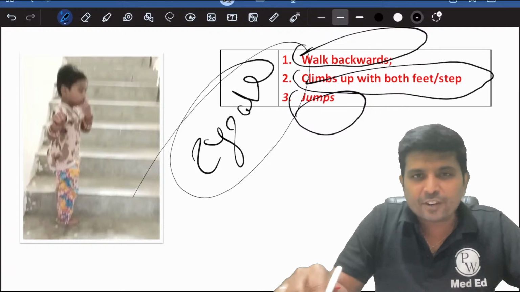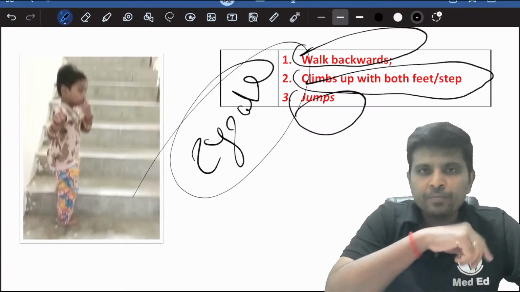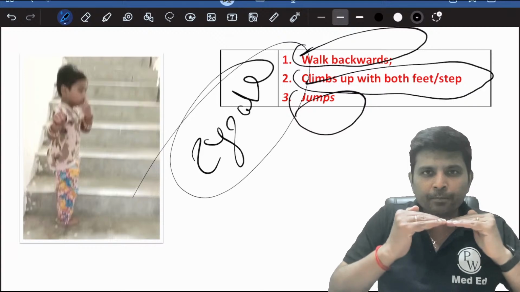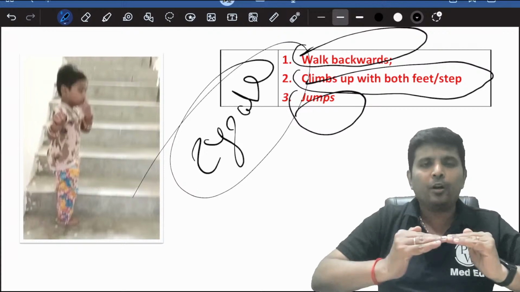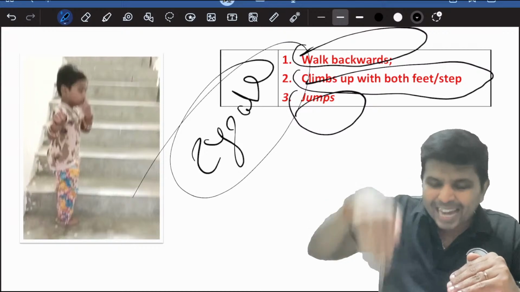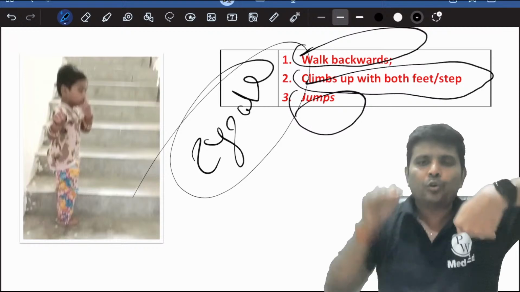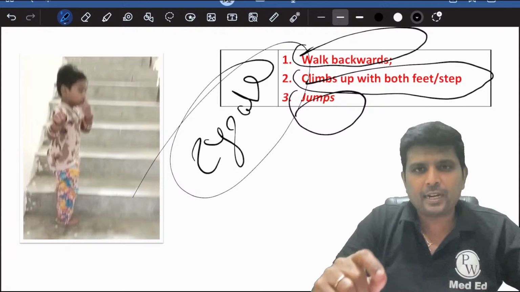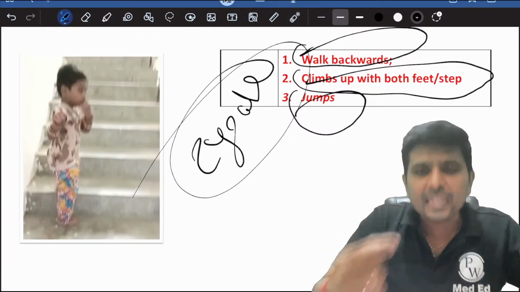Can anyone tell me the difference between jumping and hopping? Remember, jumping means both of your legs are above the level of the ground at the same time and you are going from one place to another. This is called jumping. Whereas hopping means one leg on the ground and the other leg in the air. So this is called hopping. Jumping occurs by about 2 years, whereas hopping occurs by about 3 years, and skipping occurs by about 5 years, and tricycle by about 3 years.